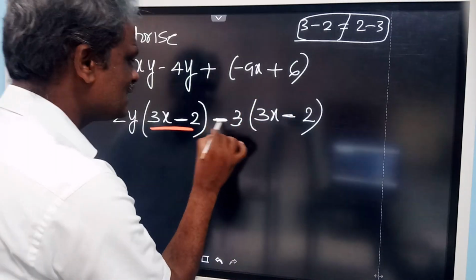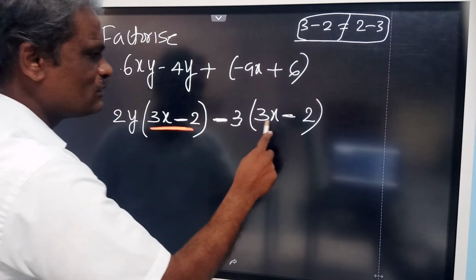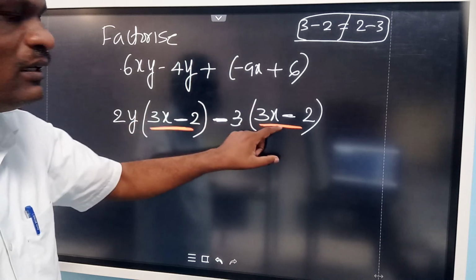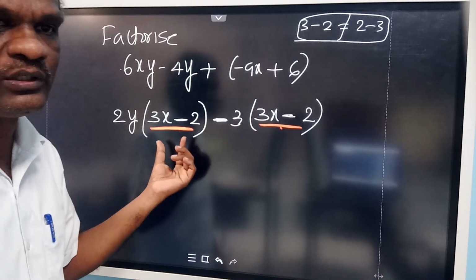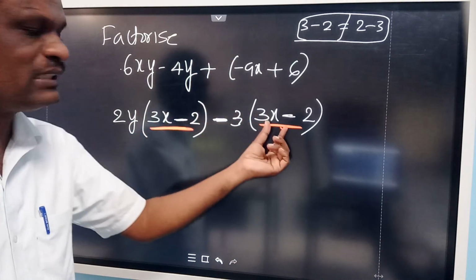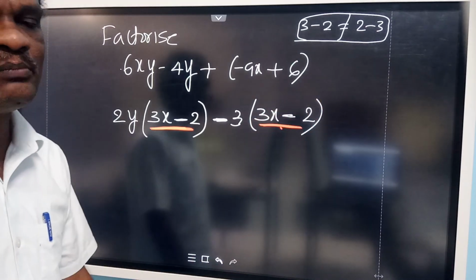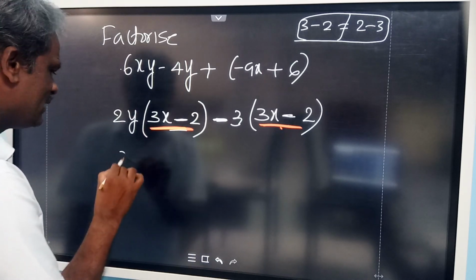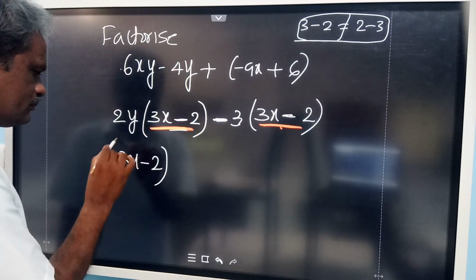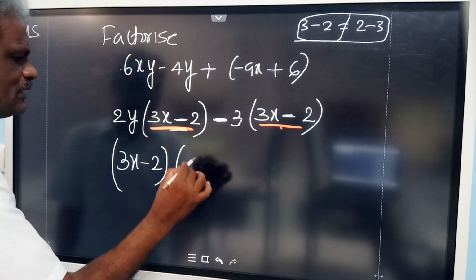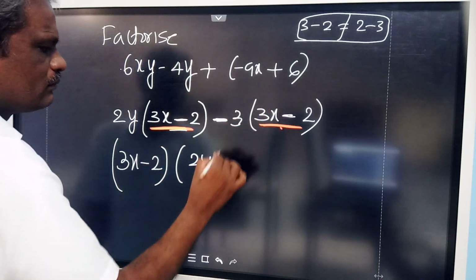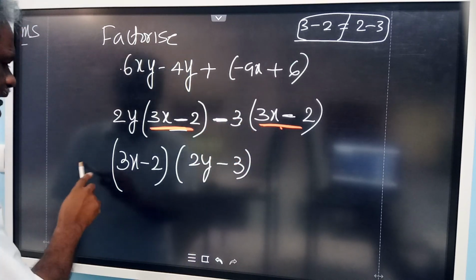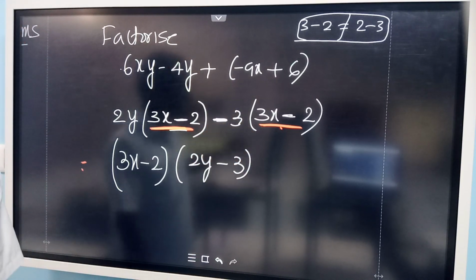So you are taking minus of the common, then 3x minus 2, 3x minus 2, again you can take common. We have made some rearrangement to get the same expression in both places. Otherwise 2 minus 3x will be different, and you cannot take common. So if you take 3x minus 2 common again, what will be left here? It is 2y. Minus 3 in the second place. So this is the factorization of the given expression.